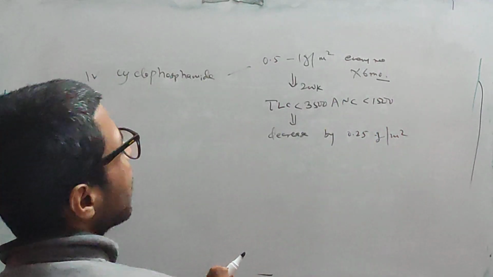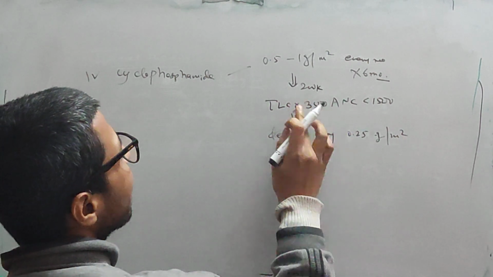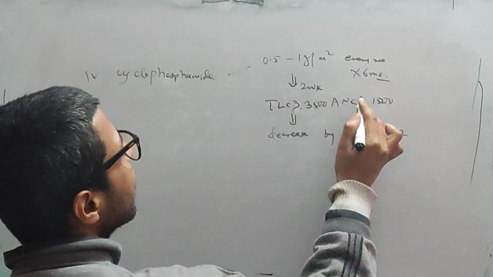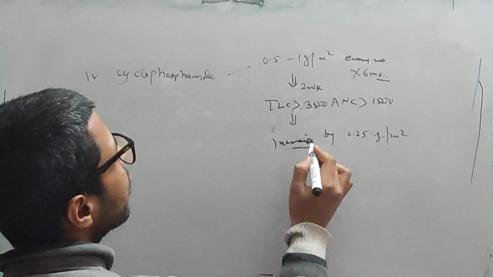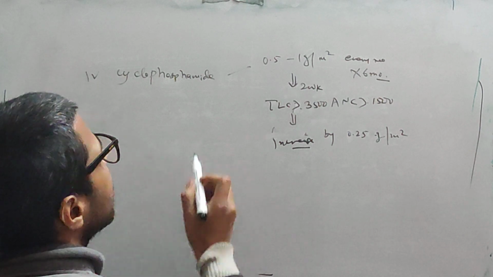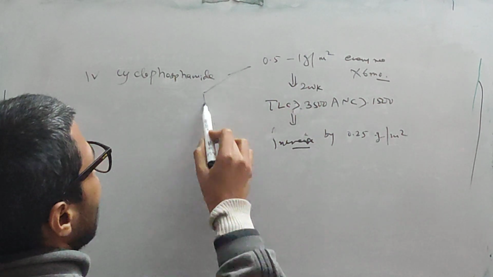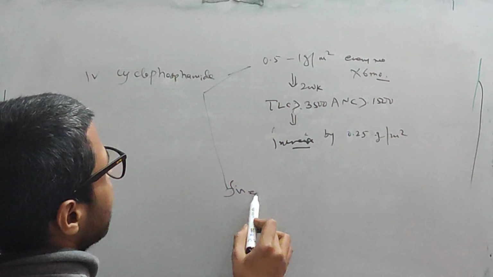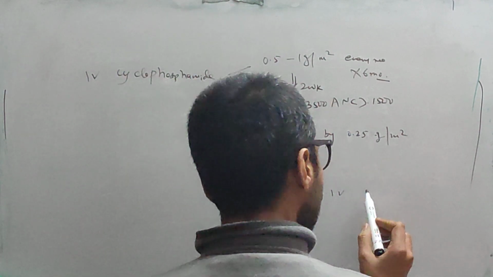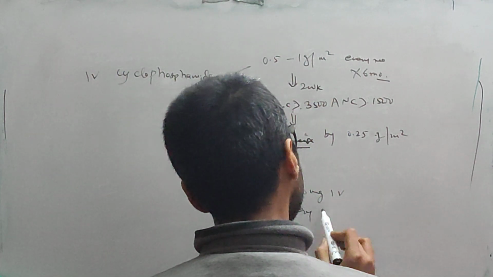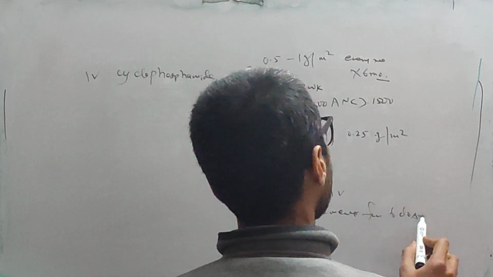0.25 gram per square meter. But let's suppose it is greater than 3500, it is greater than 1500, then we increase by 0.25 gram per square meter if there is no clinical response. So this one is according to body surface area and adjusting the dose, and another is fixed dose, fixed IV dose: 500 mg IV cyclophosphamide every 2 weeks, for a total of 6 doses.